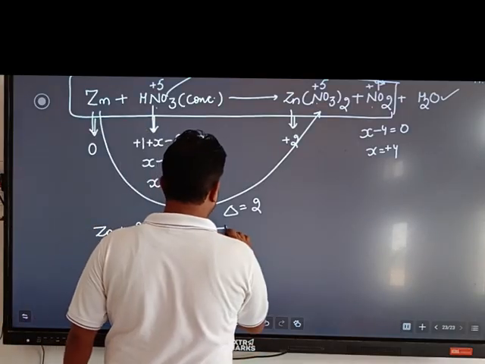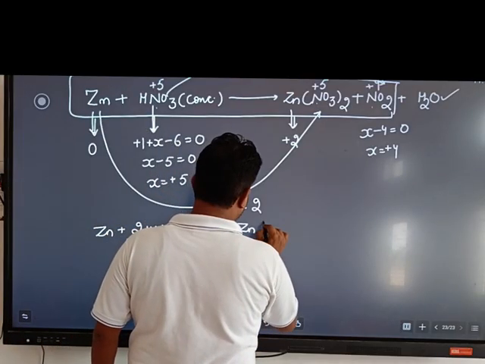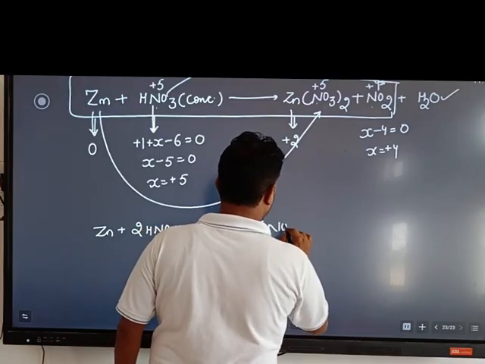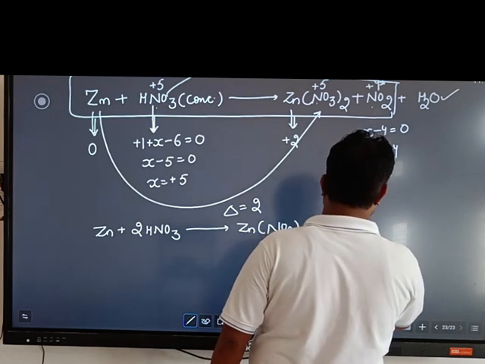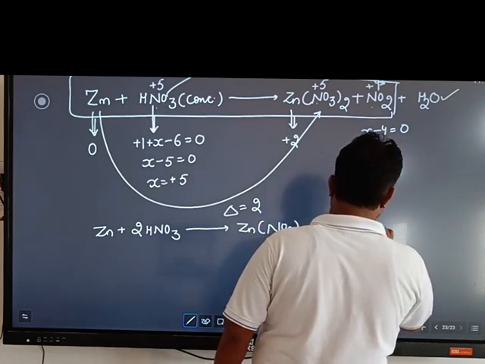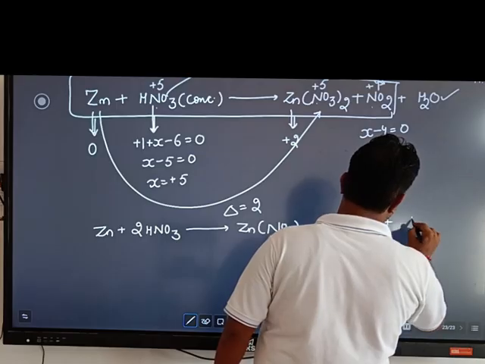This will give zinc nitrate plus 2 times of NO2 and then after it's water.